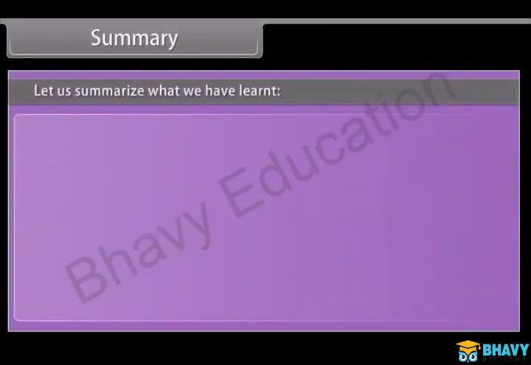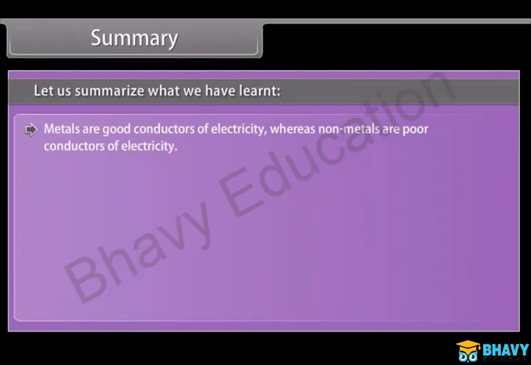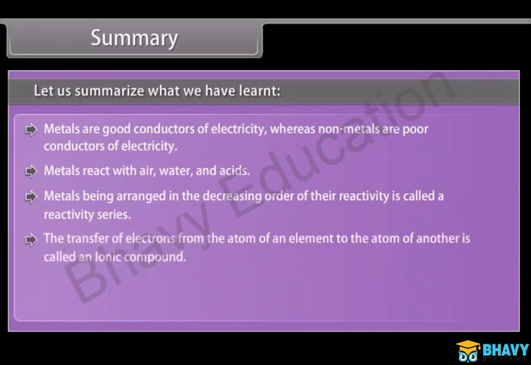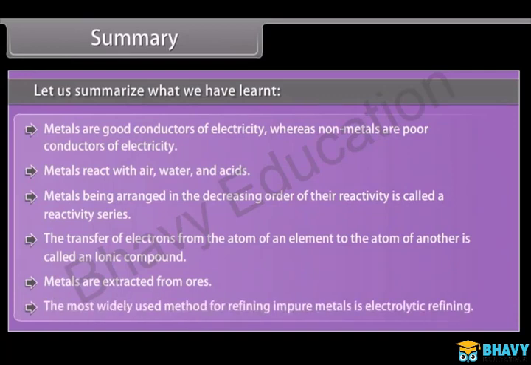Summary. Let us summarize what we have learned. Metals are good conductors of electricity, whereas non-metals are poor conductors of electricity. Metals react with air, water, and acids. Metals being arranged in the decreasing order of their reactivity is called a reactivity series. The transfer of electrons from the atom of an element to the atom of another is called an ionic compound. Metals are extracted from ores. The most widely used method for refining impure metals is called electrolytic refining.